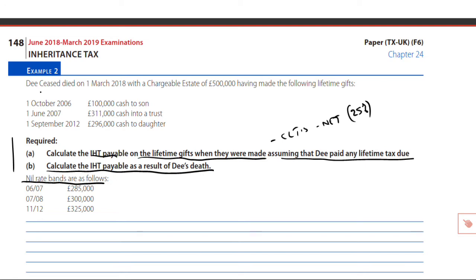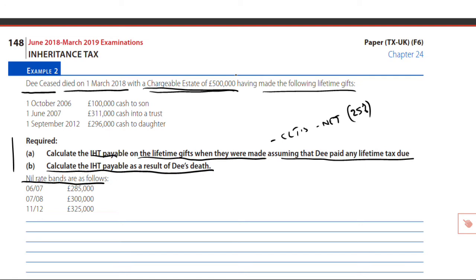Our again humorously entitled taxpayer, deceased, died on the 1st of March 18, with a chargeable estate of £500,000, having made the following lifetime gifts. Just on that chargeable estate of 500,000, it's just a grand total. There is no mention in there of there being a main residence of D within that chargeable estate.